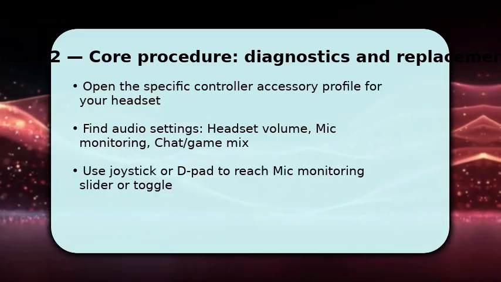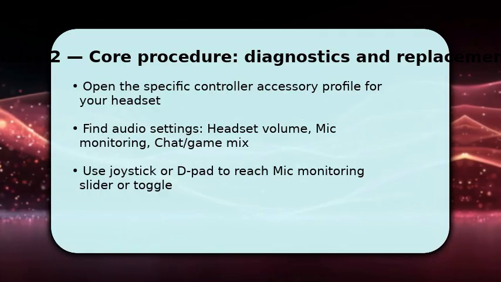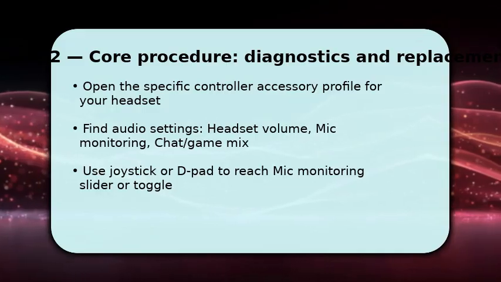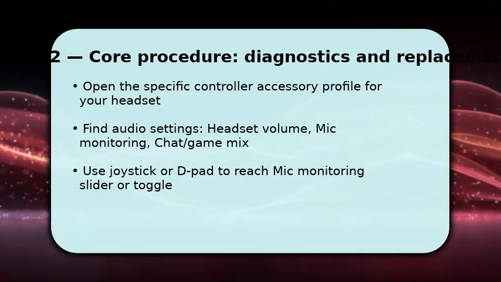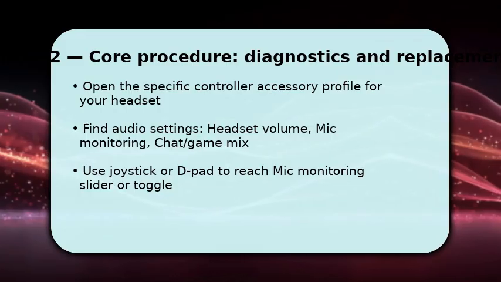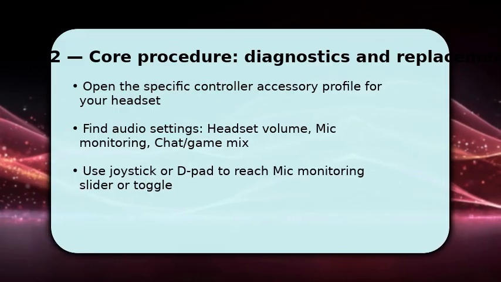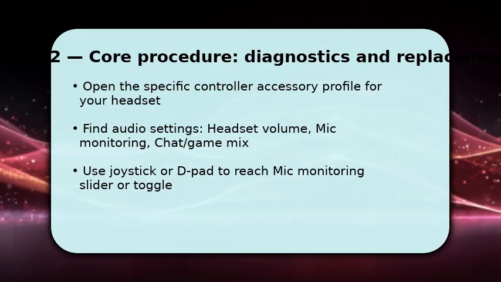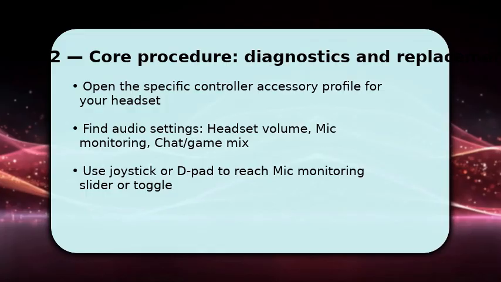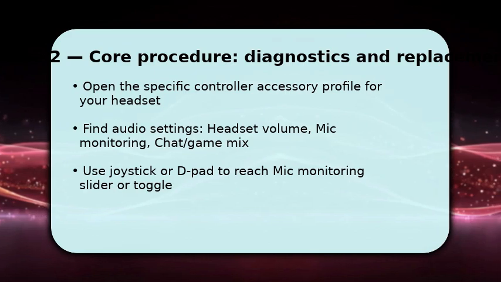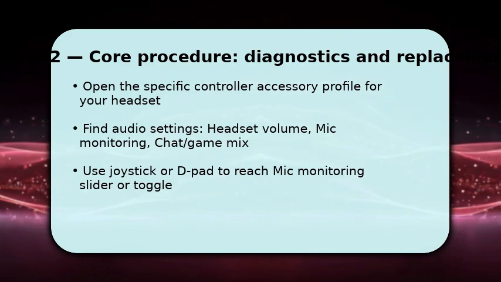Scroll to Audio and locate mic monitoring, often near headset volume and chat/game mix. Use the joystick or D-pad to highlight the mic monitoring control. Depending on firmware, it appears as a slider or a simple toggle. Lowering to 0 or toggling off stops the headset from feeding your mic audio back into your ears. This prevents feedback and reduces distraction while keeping chat audio intact.